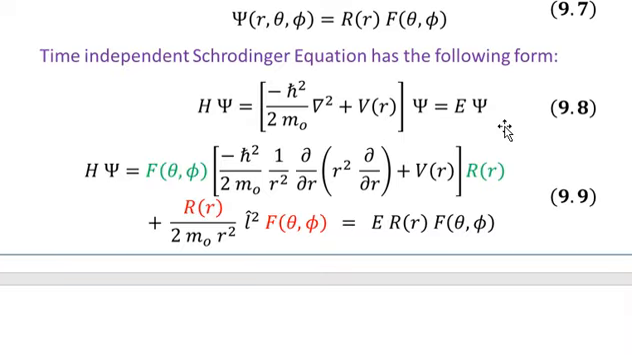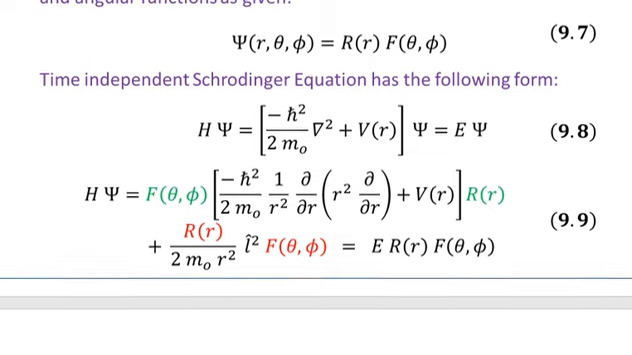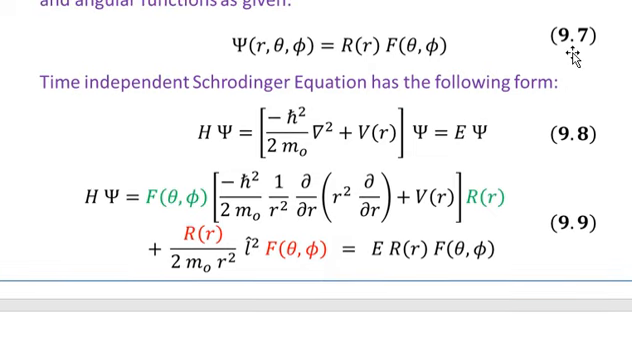Now you see that I am going to plug in the value of the wave function. And the wave function is given in equation number 9.7, which has two parts, the radial part and the azimuthal part, that is capital R and capital F. So if you plug in this value in equation number 9.8, that is on the right hand side of equation number 9.8, because we have to simplify the right hand side. So what we need to do is plug in that value over here, in the middle part. So you can put the value of psi from equation number 9.7 in the middle part and also on the right hand side part.